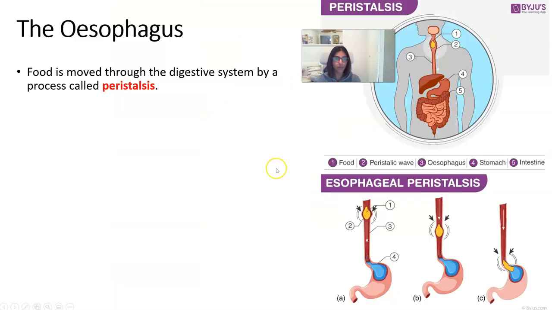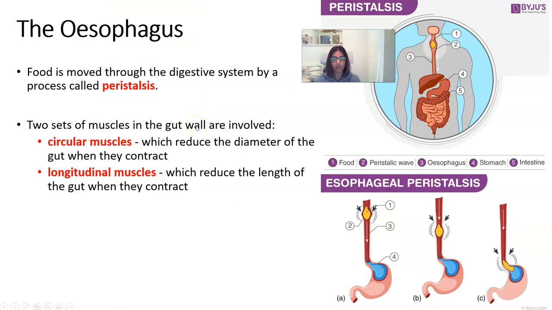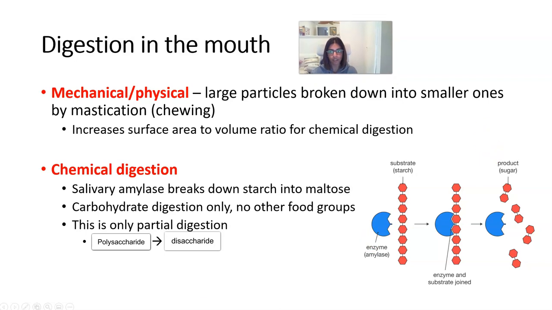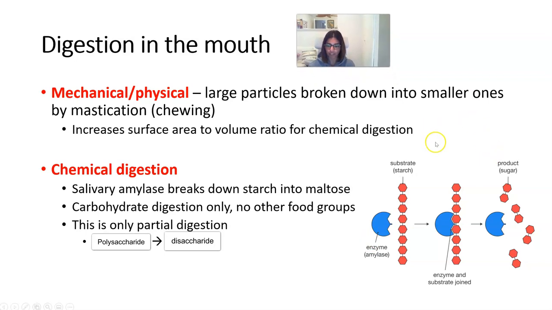So again, we know that the esophagus relies on peristaltic waves through contraction and relaxation of circular and longitudinal muscles, and this has a squeezing action to move that food bolus into the stomach. We also know about chemical digestion in the mouth, and again, just to summarize that for you, it's salivary amylase, which breaks down this large starch molecule, and this is the polysaccharide, not a polypeptide, and it breaks it down into a disaccharide, so that's 2 unit sugars.